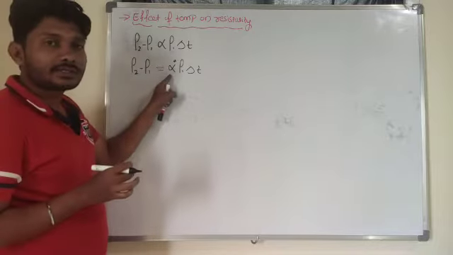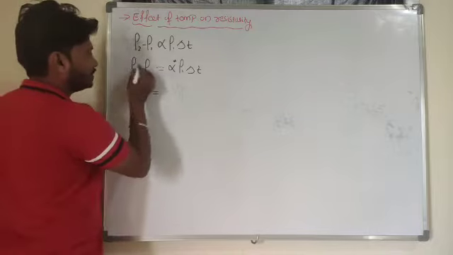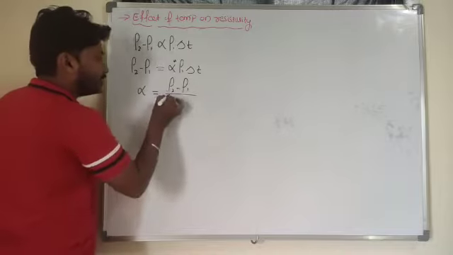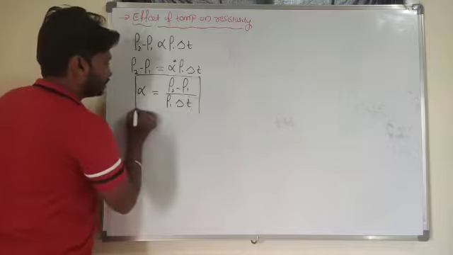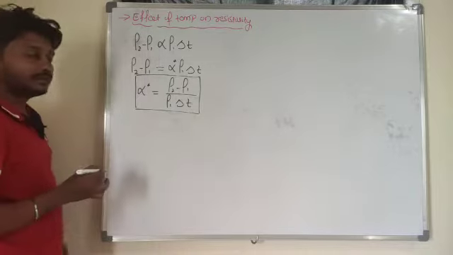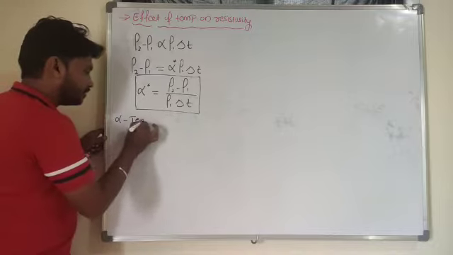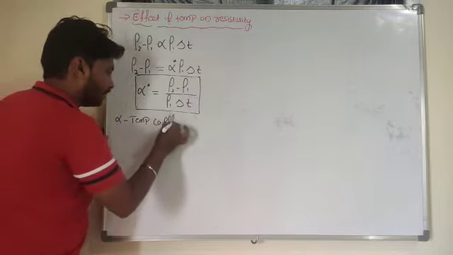What does that alpha represent here? Temperature coefficient of resistivity. So alpha is equal to rho 2 minus rho 1 divided by rho 1 into delta T. This is the expression for the temperature coefficient of resistivity.